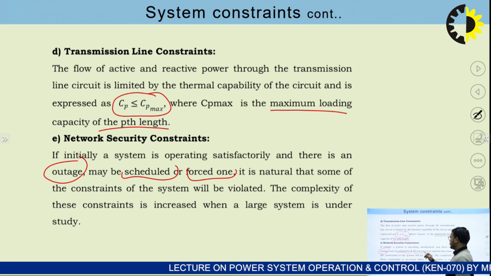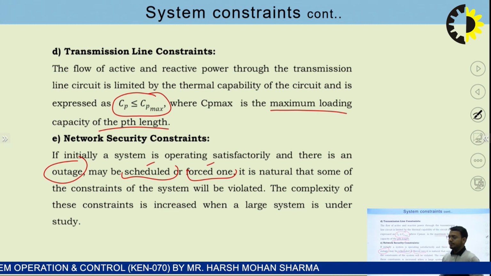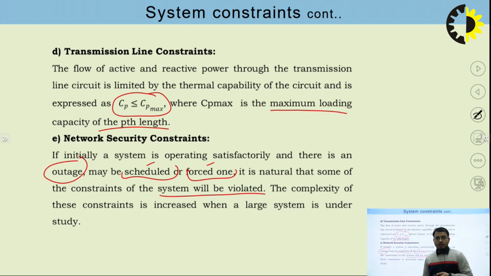So in a forced outage, it is natural that some of the constraints of the system will be violated. Obviously, whether it is a scheduled outage or a forced outage, where any kind of outage is there, some constraints are being violated, or the values of the system are going out of the limits, right? Now the complexity of these constraints is increased when a large system is under study.